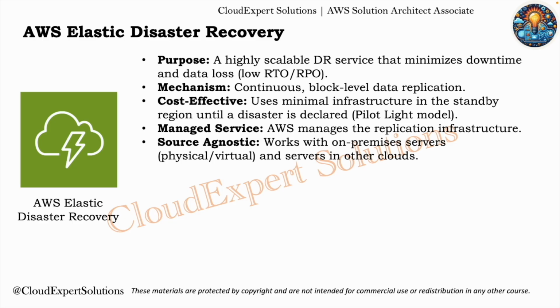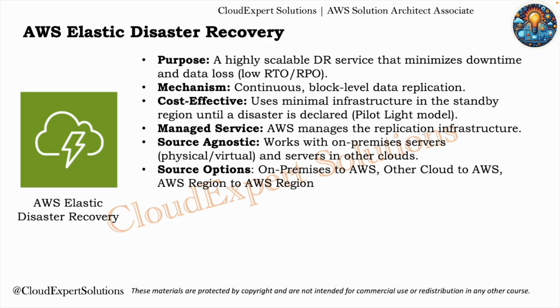It's also agnostic to your source environment, working whether your servers are physical on-premises, virtualized, or running in another cloud. It works seamlessly and helps you to create an off-site backup for your critical applications. In terms of sources, you can replicate data from your on-premises data center, from other cloud hyperscalers, or even from one primary AWS region to your DR region.